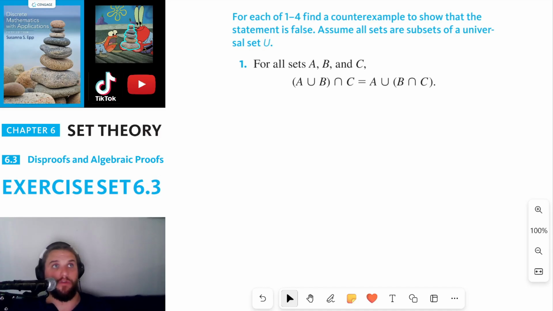For each of 1 through 4, find a counterexample to show that the statement is false. Assume all sets are subsets of a universal set U. For all sets A, B, and C, A union (B intersection C) equals (A union B) intersection C.